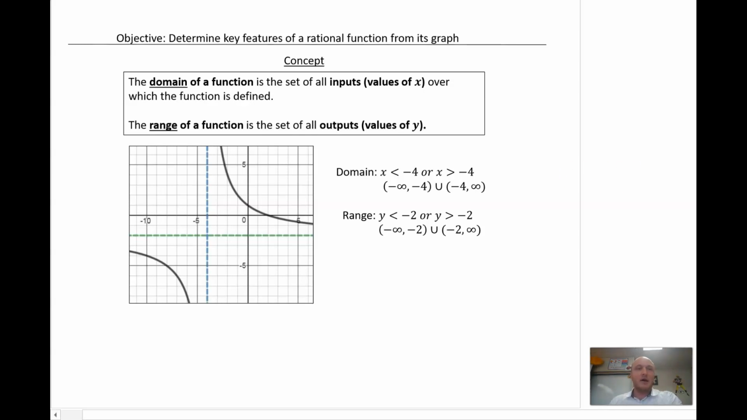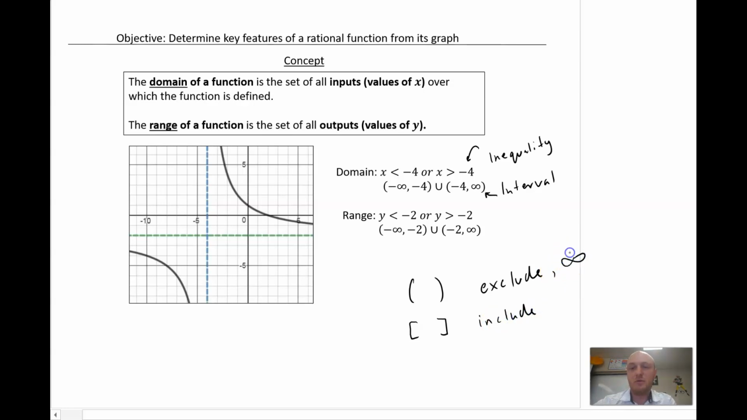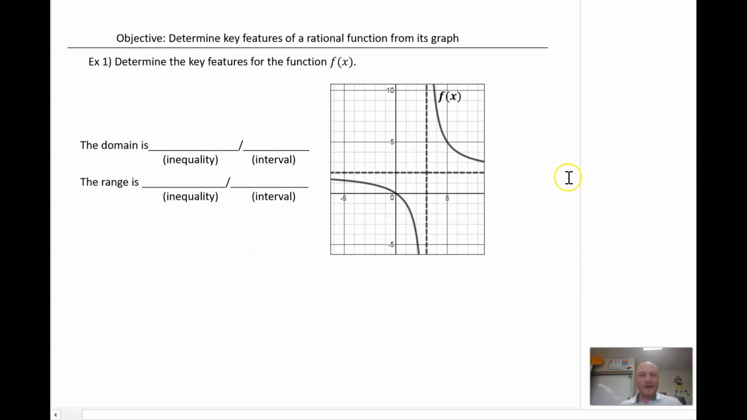We're going to be working with domain and range in inequality form, shown here. So these are inequalities as well as interval, and that is shown here. You do need to remember, and I'm going to make this a note here, parentheses exclude the values, and brackets include the values. So I would add those to your notes. And remember, we use parentheses whenever we use an infinity sign as well. Okay, so let's go ahead and look at some examples.